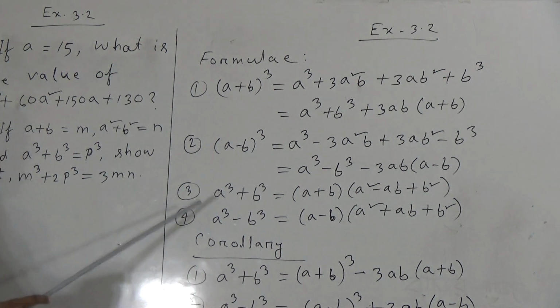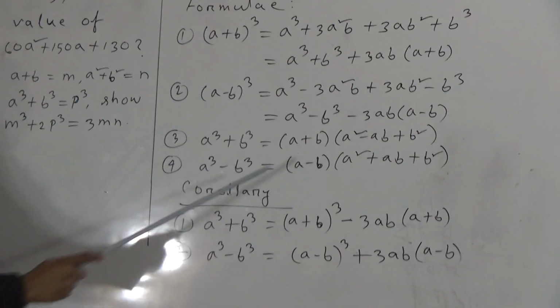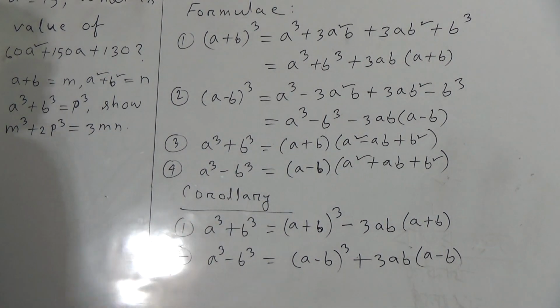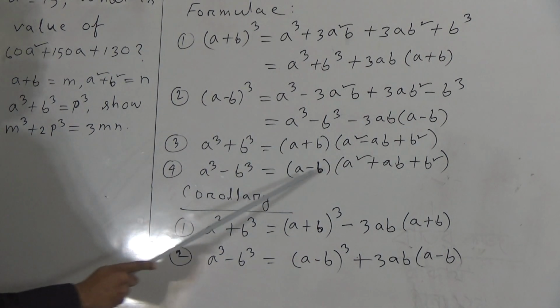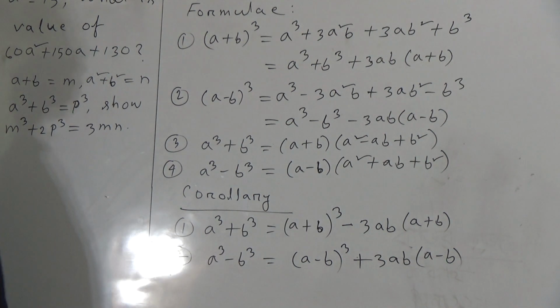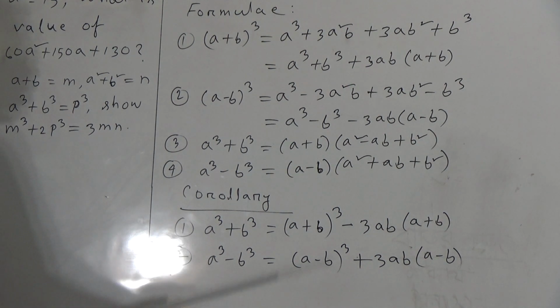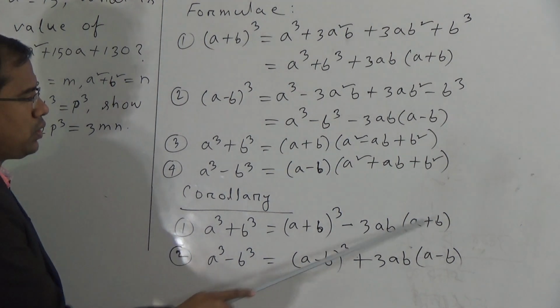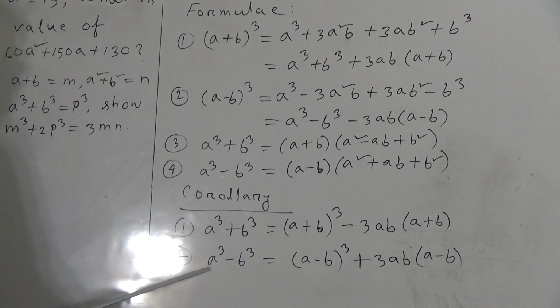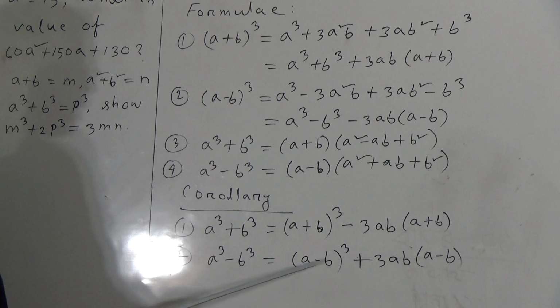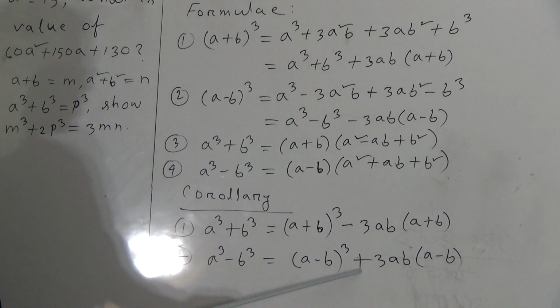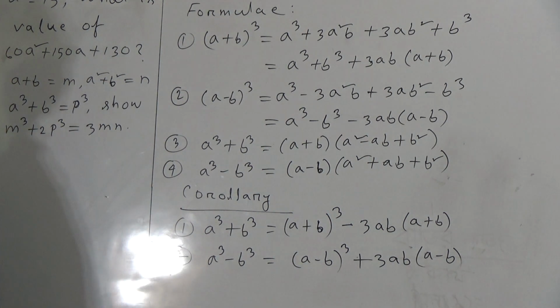Another formula, a cube plus b cube is equal to (a plus b) into (a square minus ab plus b square), and a cube minus b cube is equal to (a minus b) into (a square plus ab plus b square). Dear students, here two corollaries exist. The first one is a cube plus b cube is equal to (a plus b) whole cube minus 3ab into (a plus b). And another one, a cube minus b cube is equal to (a minus b) whole cube plus 3ab into (a minus b). Okay, dear students, you have to memorize the formulas.